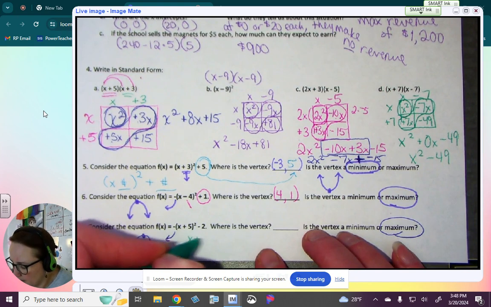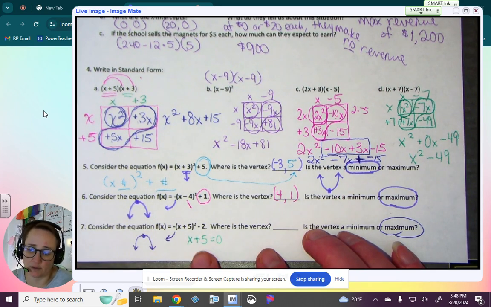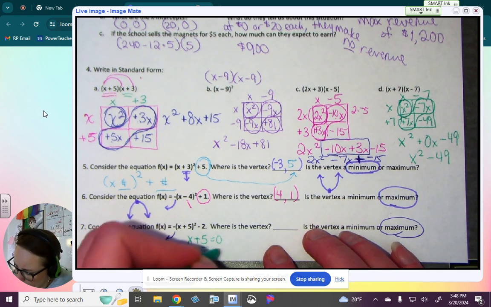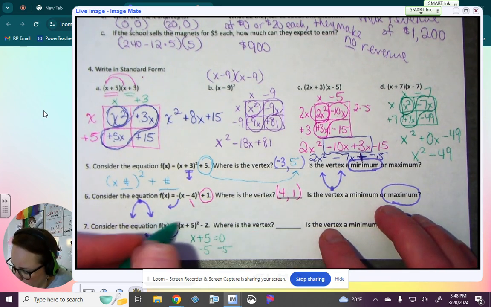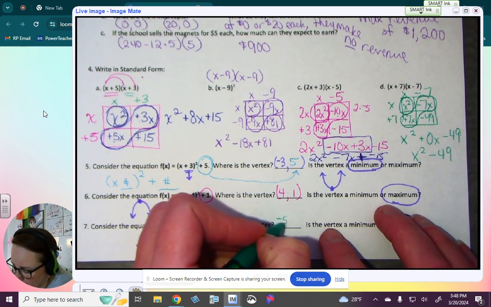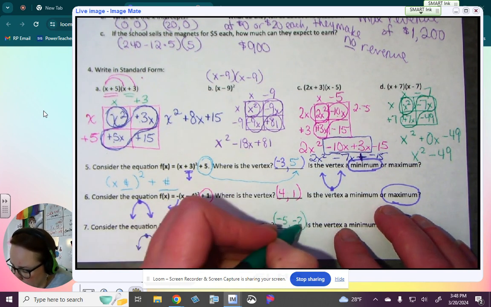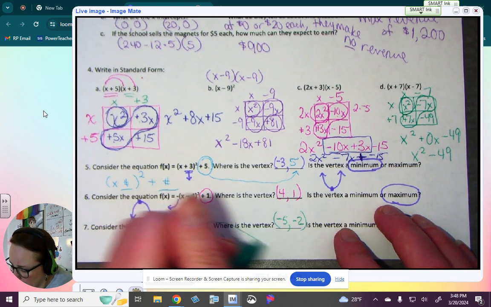Maybe you want to think about your vertex just like we solve in factored form to find x-intercepts. We have to change that sign only when it's an x equals in parentheses like that. So there's that negative 5 for our vertex. And this one is a minus 2, so it's a negative 2 for the y coordinate. Takes that number directly.